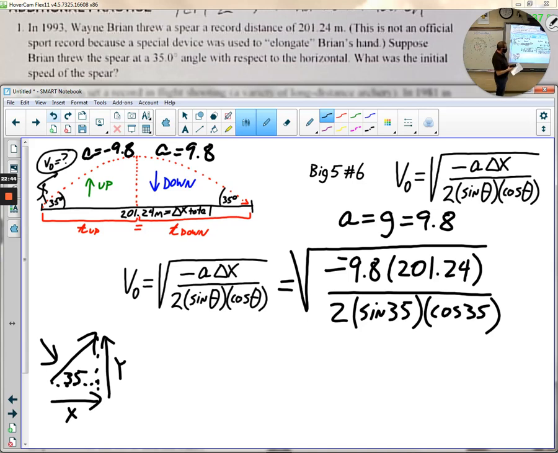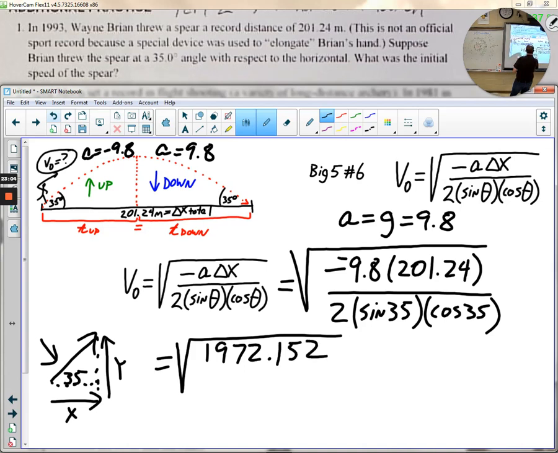I'm going to plug some of this stuff in here. So I'm going to simplify this a little bit. So if I do 9.8 times 201.24, it gives me 1972.152. I'm going to do 2 times sine of 35. Sine of 35 is 0.574. Cosine of 35 is 0.819.